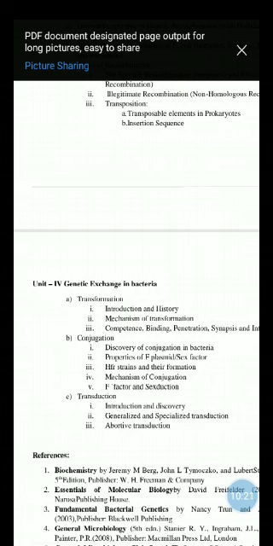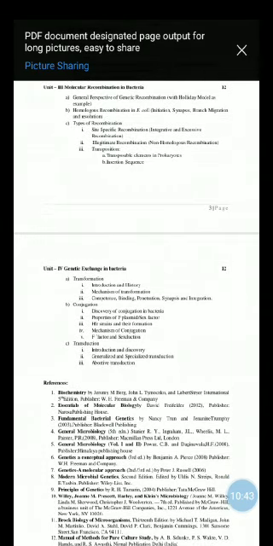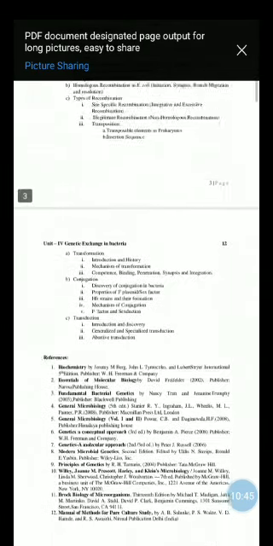And under unit 4, the last point, transduction. Under transduction we'll see the subpoints: introduction and discovery, generalized and specialized transduction, and abortive transduction. So this is the syllabus of paper number 12, microbial genetics.